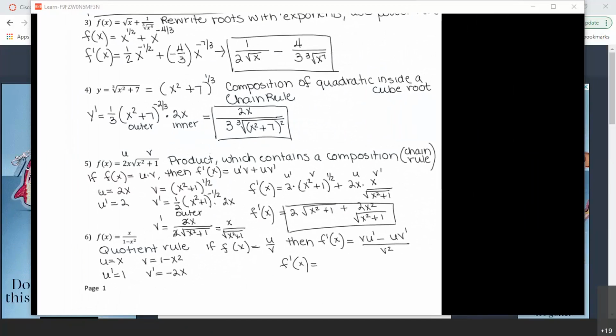And then it's just a matter of filling it in the quotient rule. So I have v first times u prime, and that's just times 1. I'll put it there so you can see it, but it's not necessary. And then it's u times v prime, which is negative 2x.